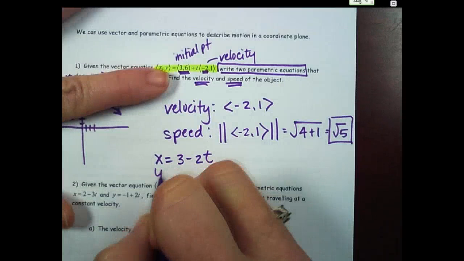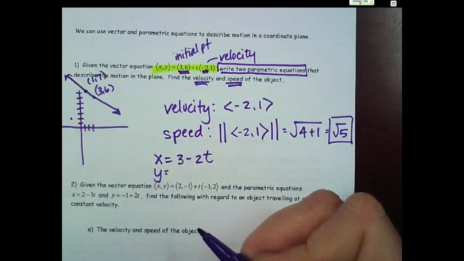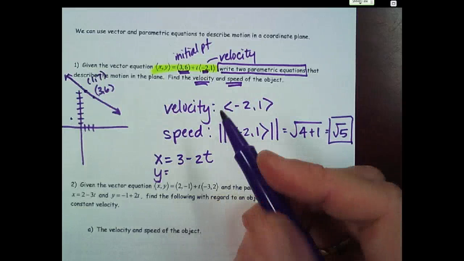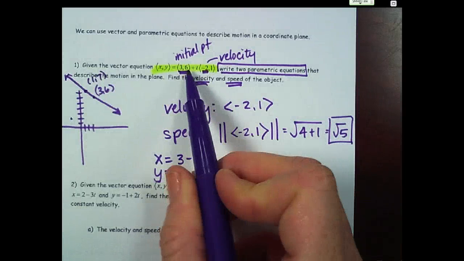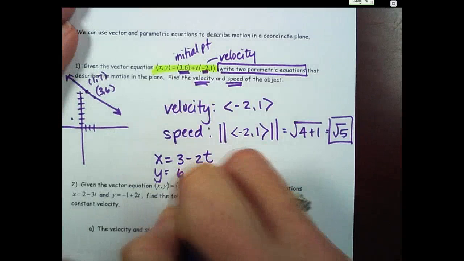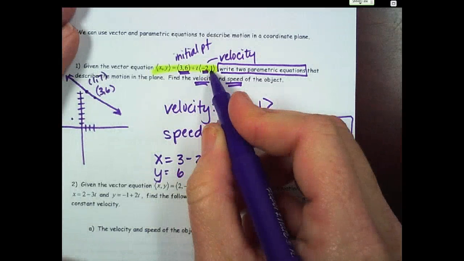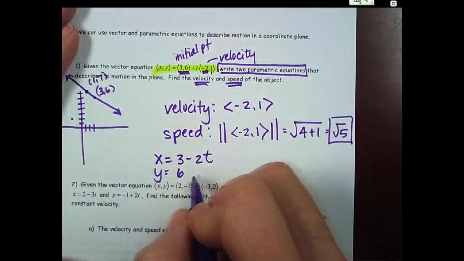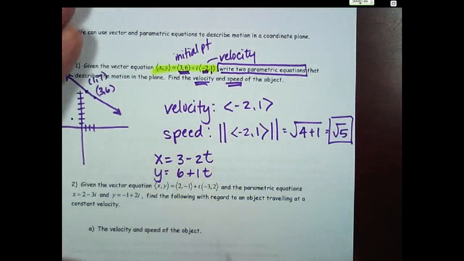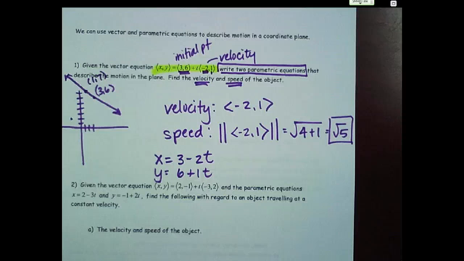Now try y. Look at y. Where does the y value start? What's the initial point of y? 6. Okay, and it's going to do what? What's the y value here? It's just 1, so plus 1 every jump. So there are your parametric equations. Right? It's easy.